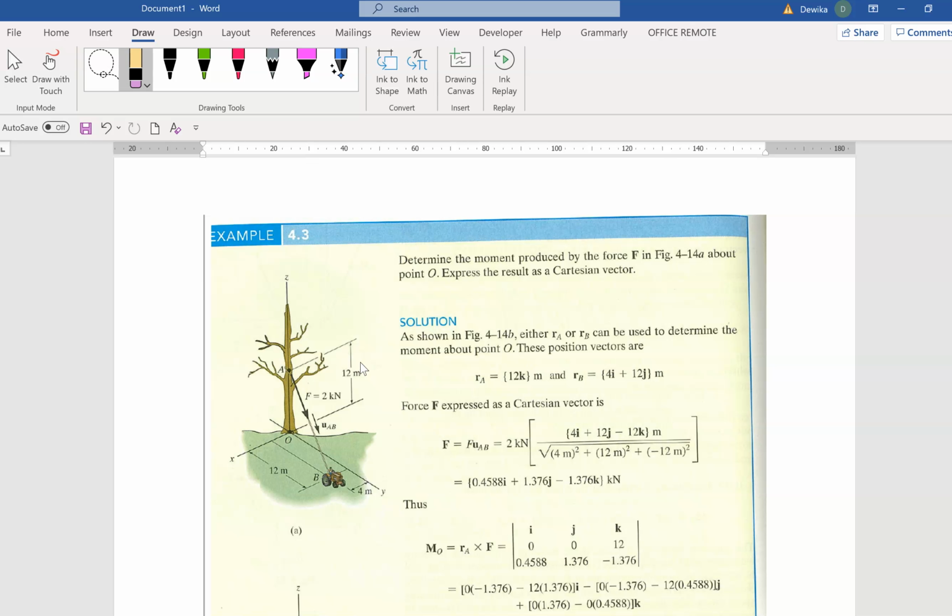Okay, so what do you have here? Determine the moment produced by force F. F is 2 kilonewton, and it is along AB, for which you can find the unit vector UAB. You know how to find the unit vector UAB? You take the coordinate of B minus A. Remember the last lesson? That's very important. You need to know how to do that.